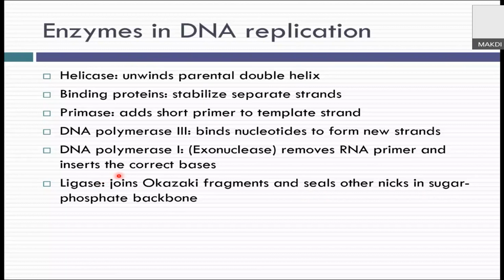Because in DNA replication, one strand is straightforward. The other strand, the antiparallel strand, is a bit complicated. But if you understand the concept, it is easier for you to understand.